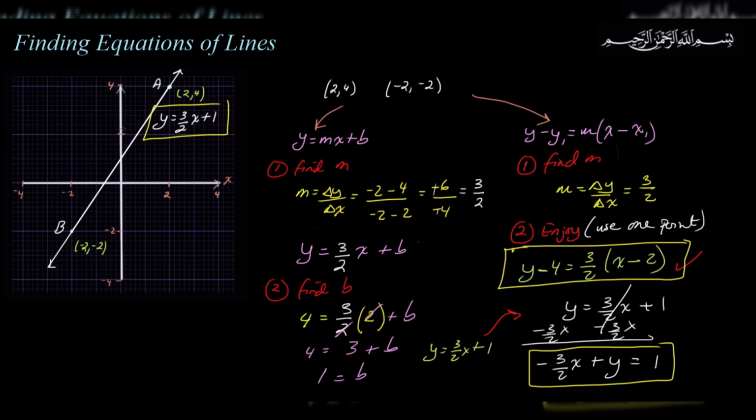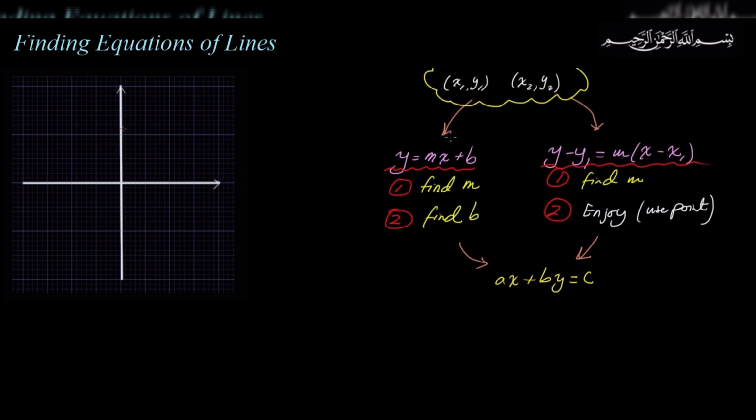Okay? So as a review, the way we find equations of lines, if you're given two points, is you can do it in either slope-intercept form or point-slope form. And there are only two steps. I mean, it can't really be that hard, right? The first step is the same for both of them: finding the slope. Then the second step in this form is finding the y-intercept. And here, once you find the slope, you just use one of the points and substitute it, and you're done. If you want it in standard form, you have to first find it in one of these two forms and then convert it into standard form.